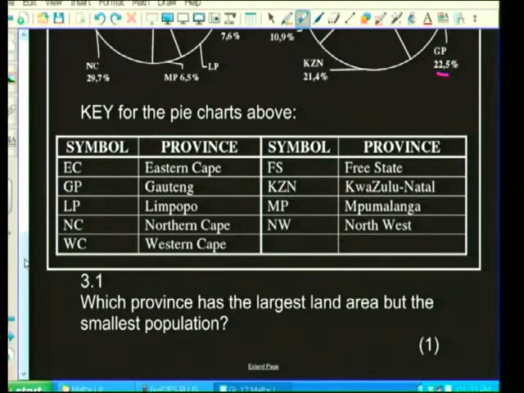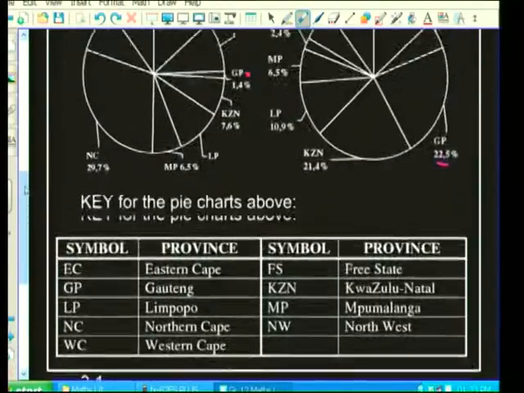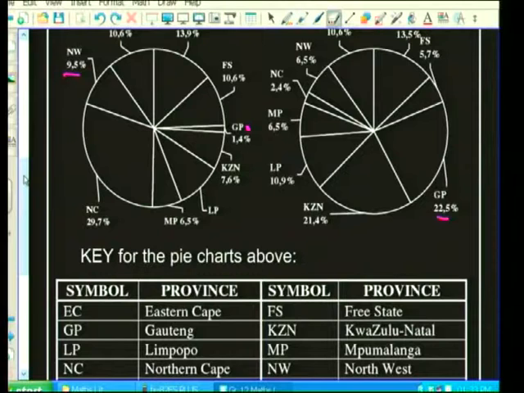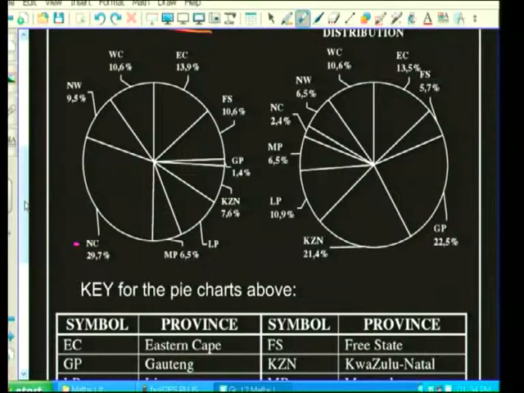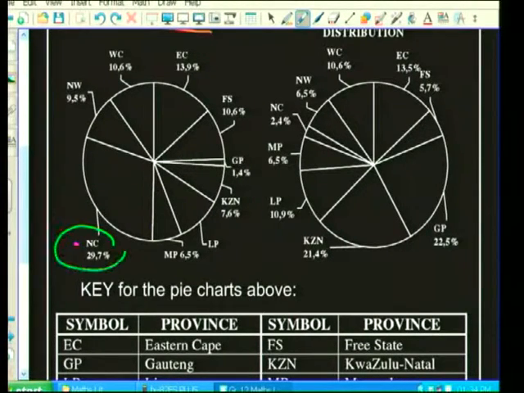It says, which province has the largest land area but the smallest population? So what we need to do is analyze. We're looking for the largest land area and the smallest population. So let's get rid of all these little numbers. Right, land area, the Northern Cape has the largest. Let's find our Northern Cape on here, and let's highlight these. The Northern Cape is the largest here.